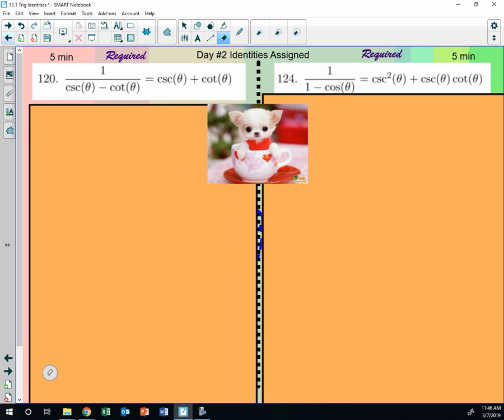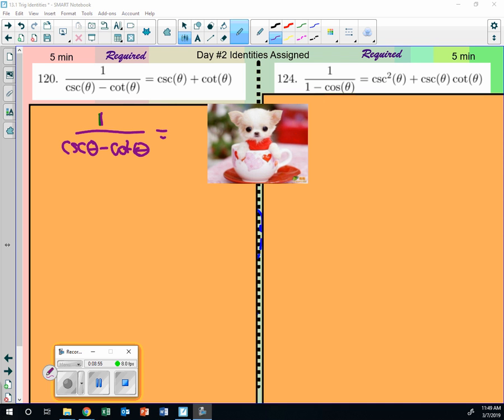And with 120, I'm curious, raise your hand if you'd work the left side. Raise your hand if you'd work the right side. How many said left side? How many say right side? Okay. I'm not sure, but I'm pretty sure the left is going to be the way to go. So why don't you start with the left?